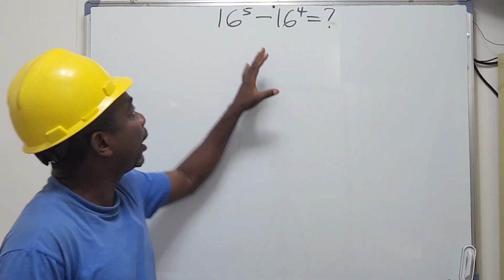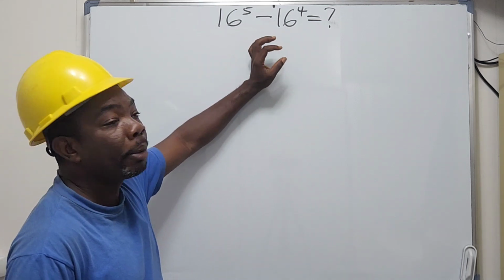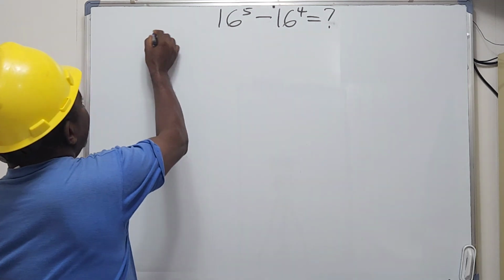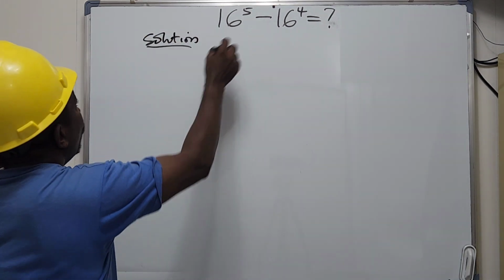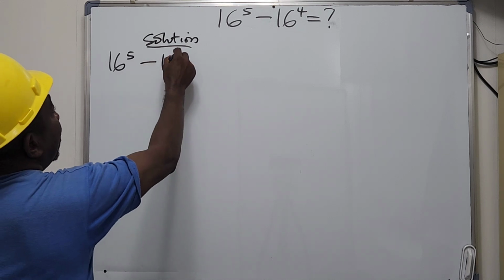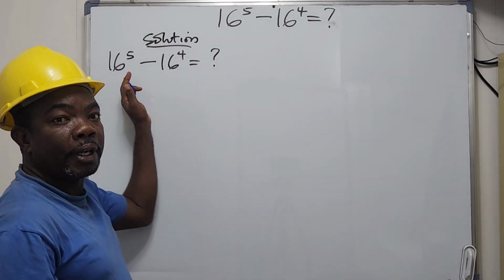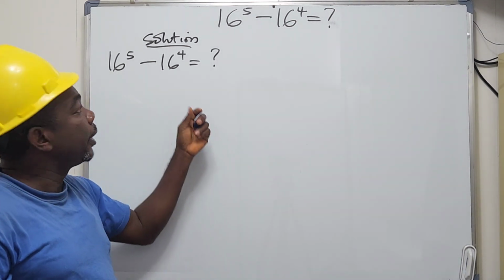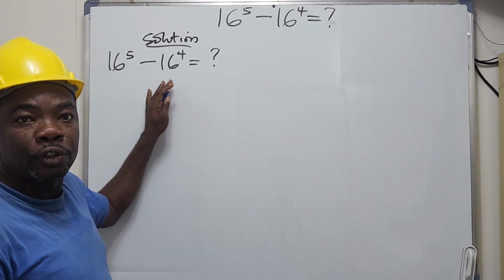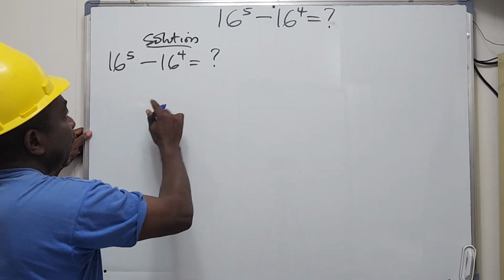For today, we are looking at this question and it says 16 to the power of 5 minus 16 to the power of 4. We are going to evaluate this without using a calculator. So we have here the solution. We are given 16 to the power of 5 minus 16 to the power of 4 equals to what? If we punch our calculator, you can see that this will be solved in a very short while. But here we are asked to solve it without using a calculator. So we are going to evaluate this.